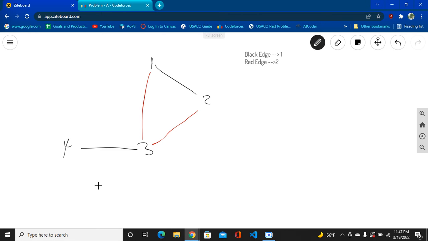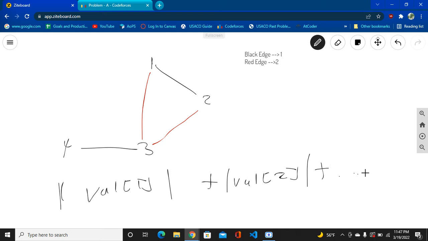So let's just say, for example, you basically want to minimize this, right? So this is the absolute value of the value at 1, plus the absolute value of the value at 2, and I'm very lazy, dot dot dot, plus the absolute value of the value at 4. You want to minimize that quantity basically.